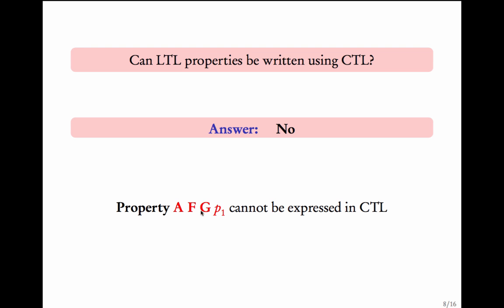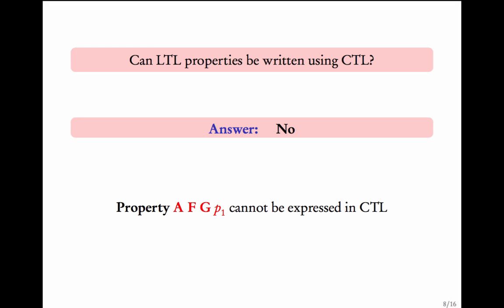A transition system satisfies FGP1 if all paths satisfy FGP1. And what is FGP1? Eventually P1 is true forever. So you reach a point from which P1 is always true. Note that this is first of all not a CTL formula, because there are two temporal operators but only one path quantification operator. However, the proof that this property cannot be expressed by any formula of CTL is not easy.